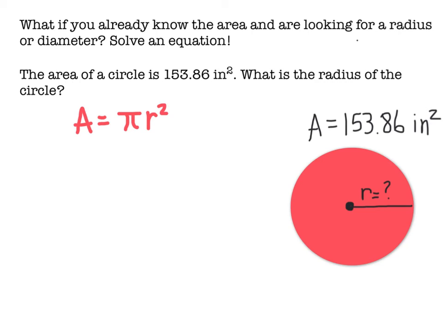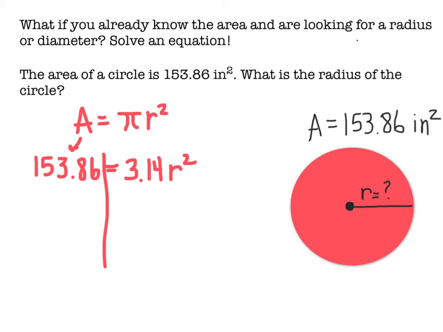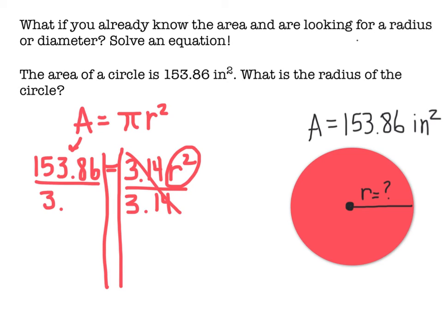And just like we did before, we're going to fill in what we know. So the area is 153.86. We know that pi is 3.14. And it's the radius that we don't know, so we're going to leave that the same. Let's go ahead and work through our steps. So we need to get the r squared all by itself. So we're going to divide by 3.14 on both sides.